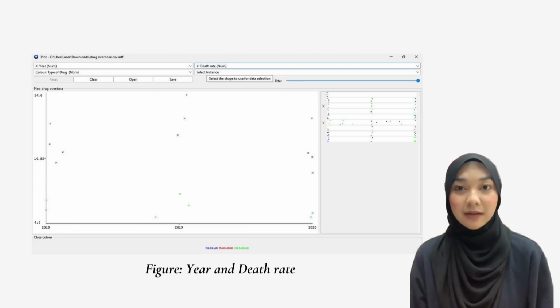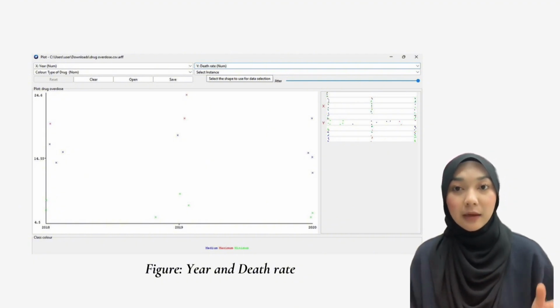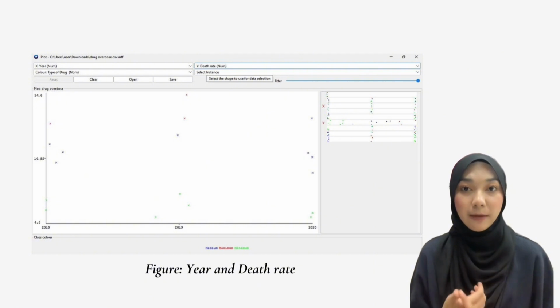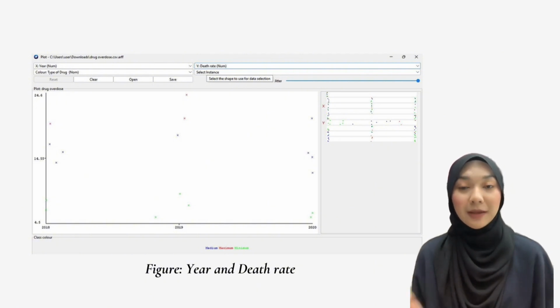The second figure is year and death rate. As illustrated in the figure above, it is observed that between year and death rate, from the pattern above, the year 2018 has been dominated by blue color, representing medium, and red color, representing maximum.